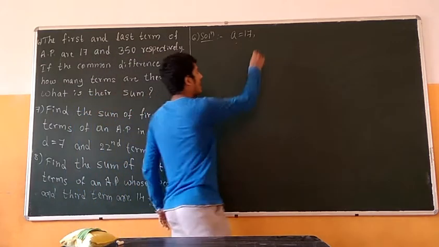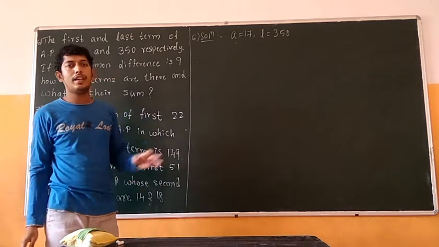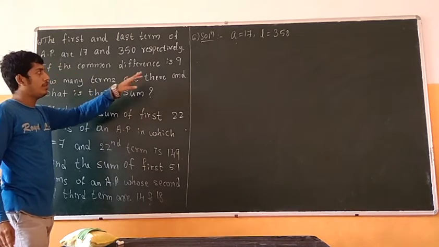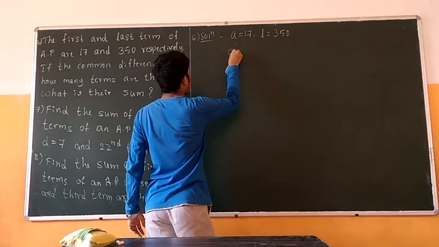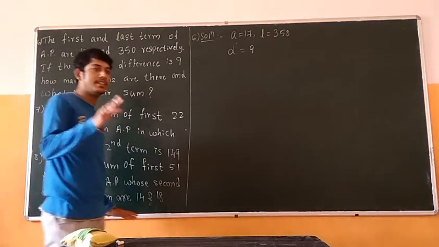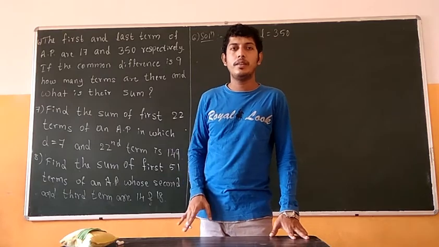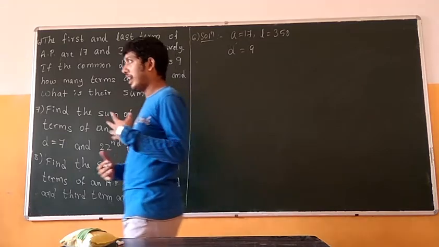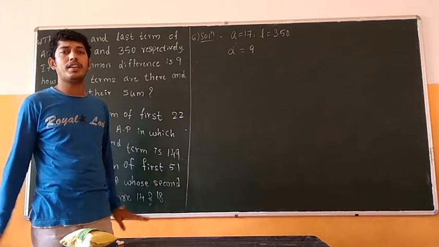The last term I will take as L equals 350. Then you can take an also, no problem. Then common difference d equals 9. Now we have to find the number of terms and the sum. To find the sum of the series we need n, but we don't have the value of n, so we have to find it, using the formula L equals a plus n minus 1 into d.